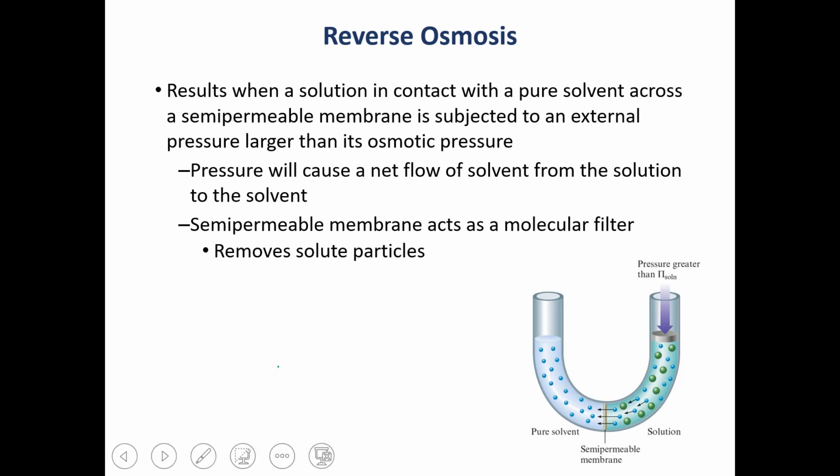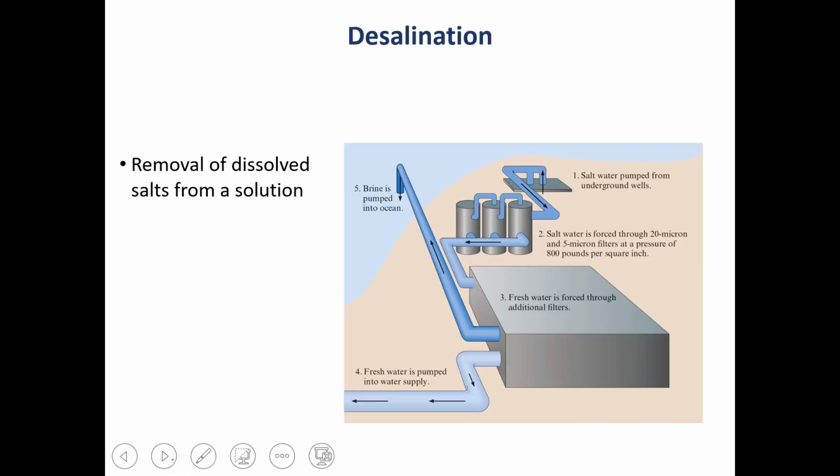So this is kind of what I was talking about. Then you have seawater from the ocean. This can be forced through a desalination device, which uses the principle of reverse osmosis to get rid of all those salts and other things that are dissolved, and we get fresh water that's pumped out that we can actually use.